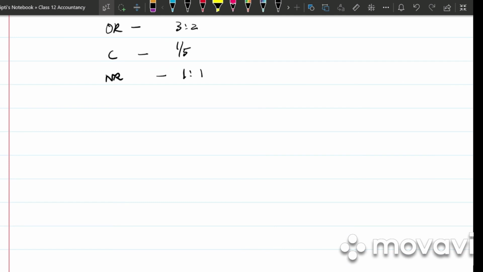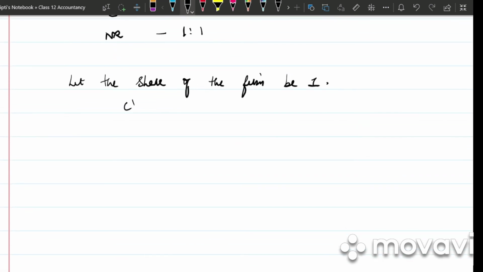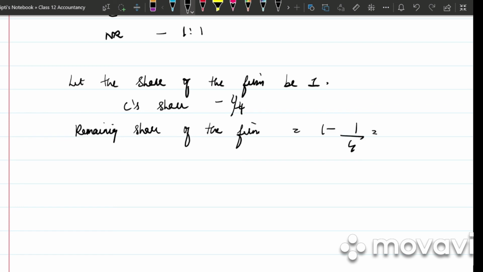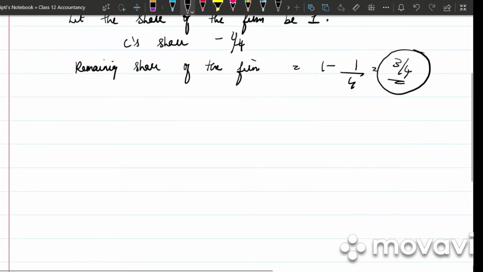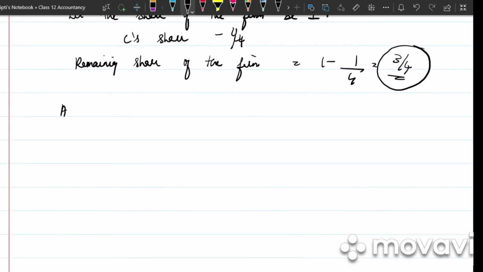So when they have not mentioned how much the new partner has acquired from the old partners, what do we do? Let the share of the firm be 1. What share of C is given in the problem? 1/4. So what is the remaining share of the firm? It is 1 minus 1/4, that is 3/4. So this 3/4 C will acquire from A and B. So what will be the new share?